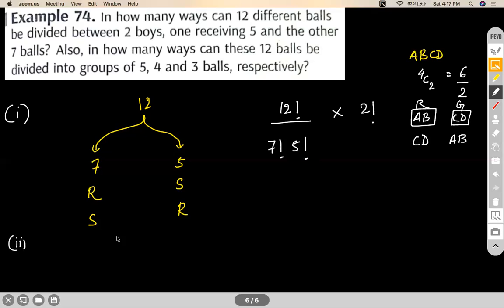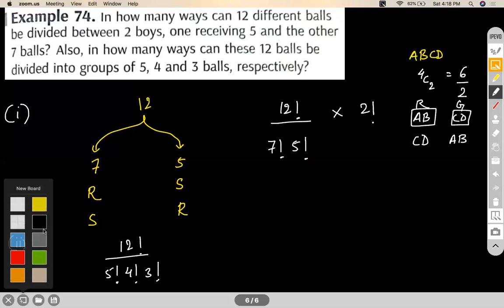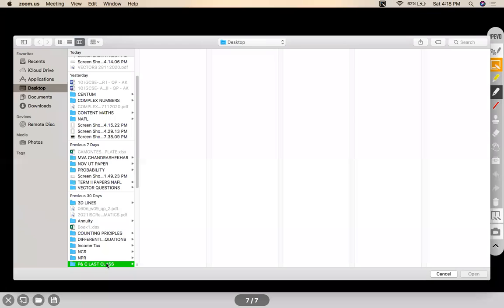Yeah. In this case, your answer will just become 4 factorial by 5 factorial, 4 factorial, 3 factorial. Don't multiply with 3 factorial because I'm not saying that I'm giving these to people or I'm assigning these to 3 different children. Okay. So here you're just segregating it. Okay. Let's take another one.